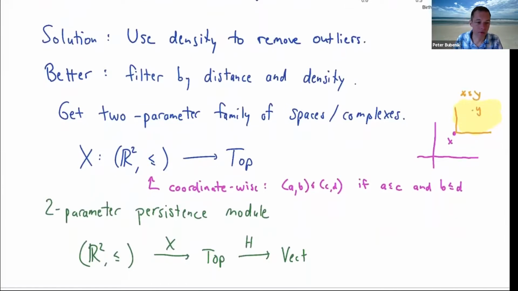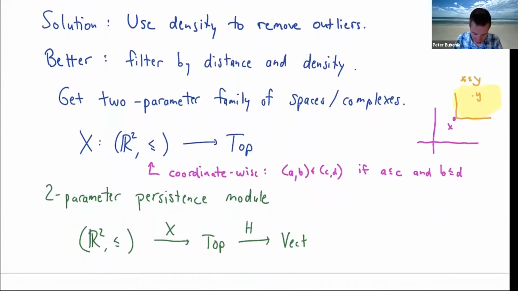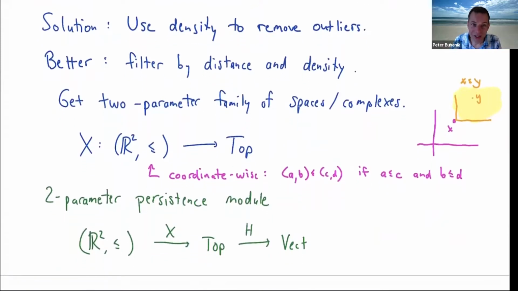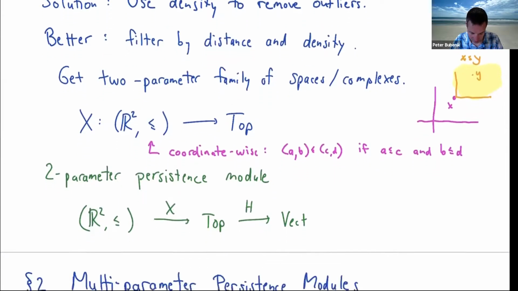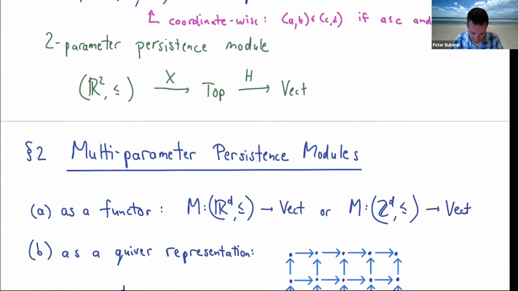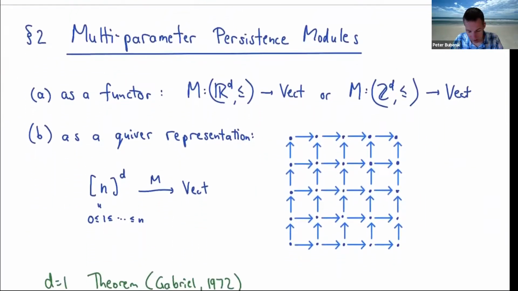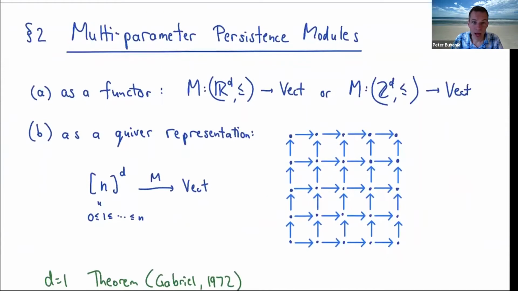All right, so with this diagram of spaces, we take homology, we get a 2-parameter persistence module. Okay, so understanding these is really, really important mathematically. Smoothing data is ubiquitous, and if we could give a global view of something about smoothing data, that would be incredibly useful to data analysts.